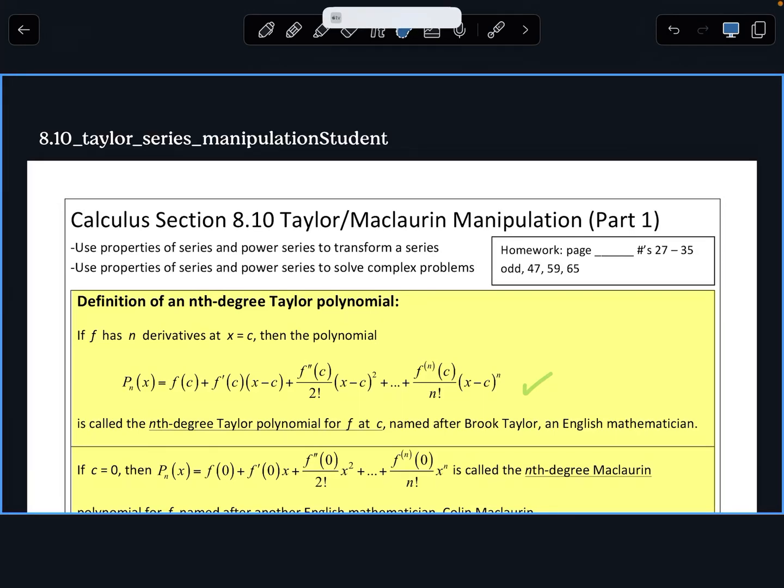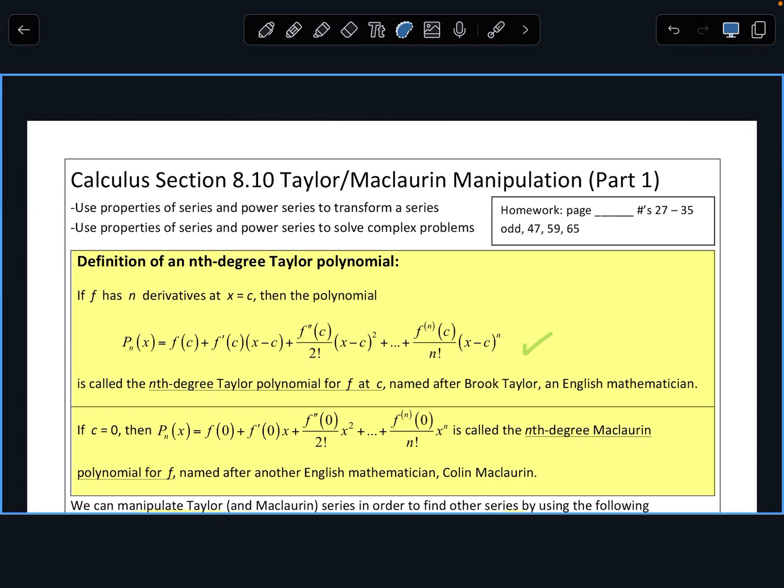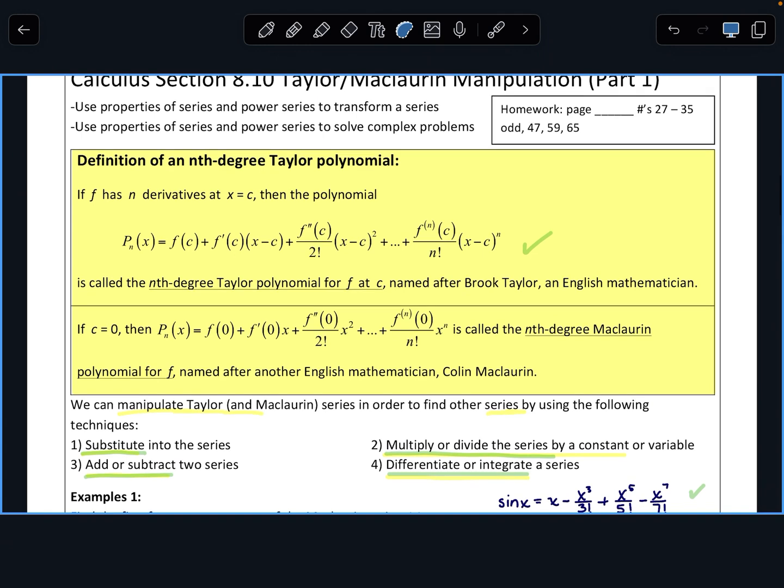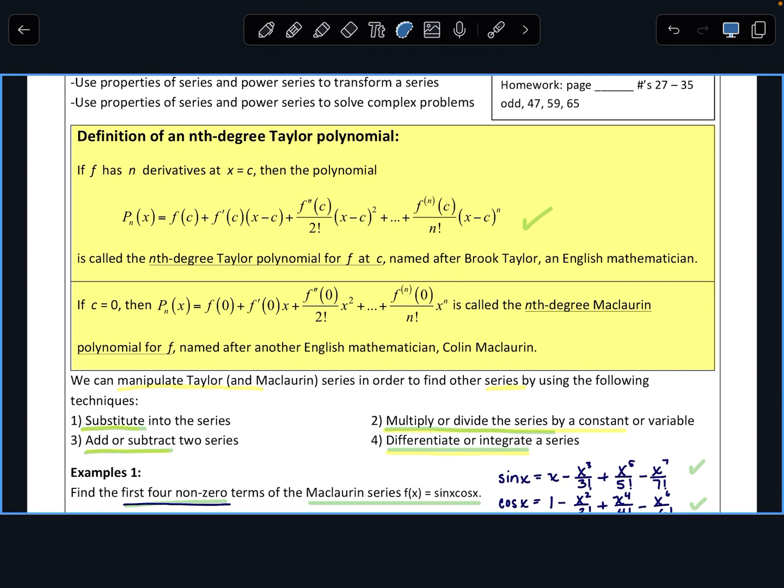We're back on 8.10 Taylor series manipulation, and in this section we're going to use properties of the series and power series to transform a series. So we might want to multiply two series together. Say if we want to deal with the function sine x times cosine x, we'll multiply sine x times cosine x, and we'll use the properties of series and power series to solve some complex problems.